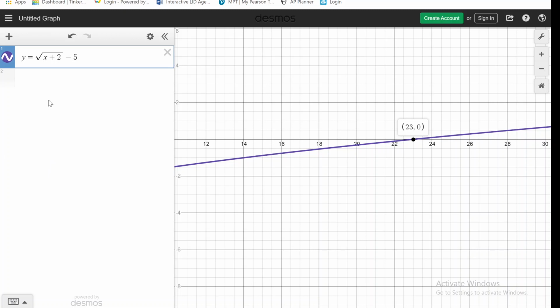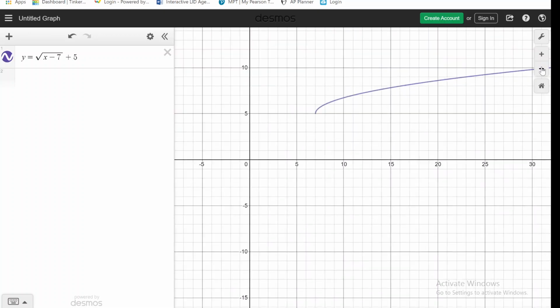So let's make a little different of a question. I'm going to make this a plus this time. I'm going to do like -7. Okay, where's my graph? Oh, there it is.